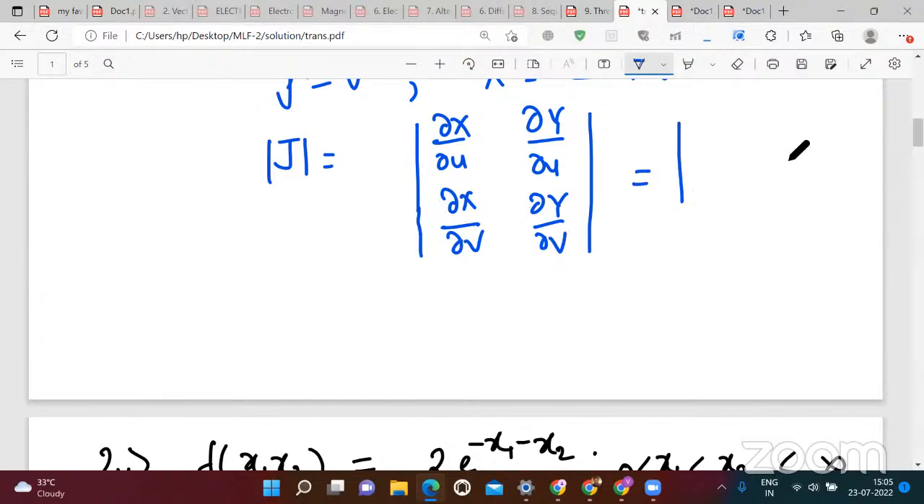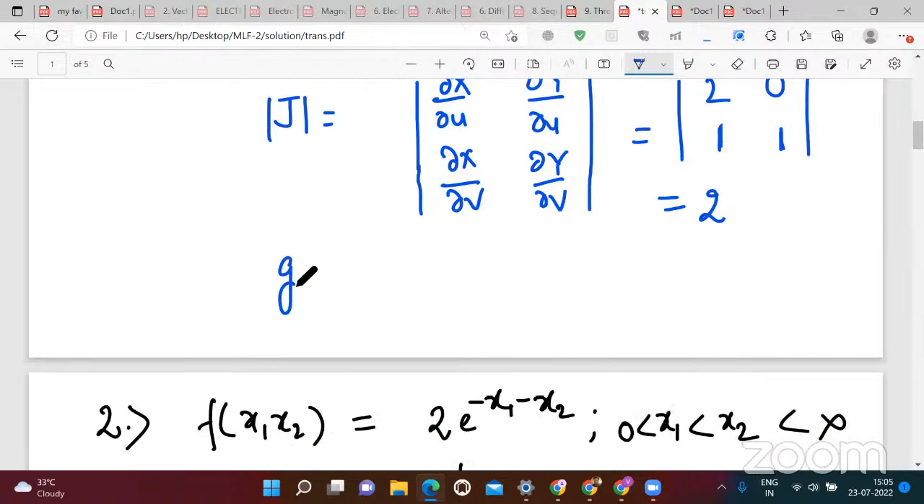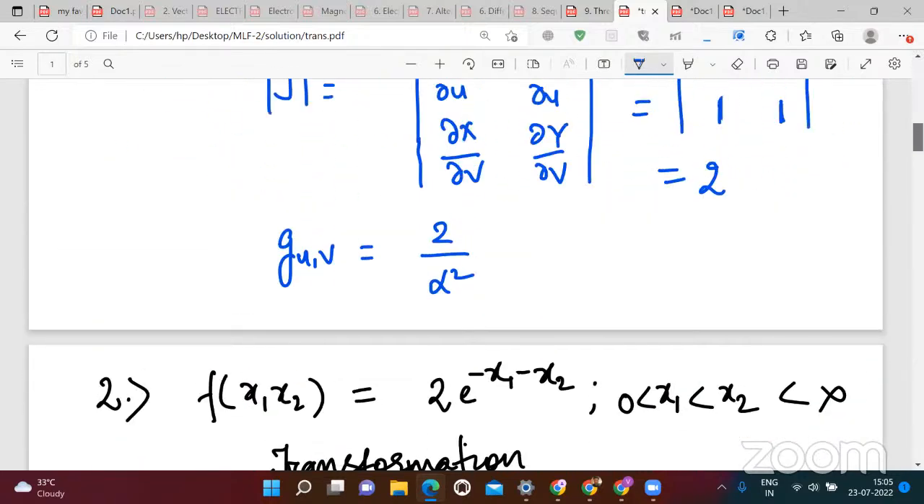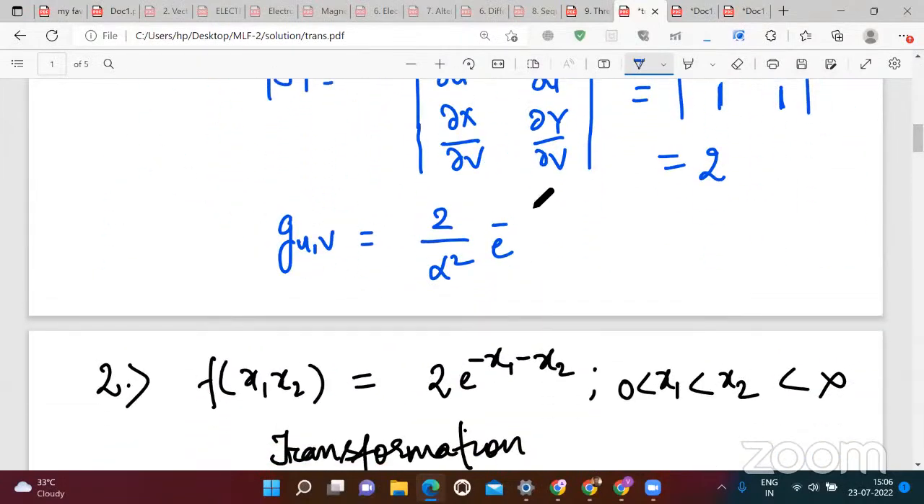So what is this? This is 2, right? And then you need to differentiate: this is 0, this is 1, this is 1. So the Jacobian is 2, right? So you can directly write g(u,v), right? This equals 2/alpha square, and in place of x and y you need to write u and v. So if you write u and v, you'll get e to the power minus (2u plus 2v) upon alpha, right?